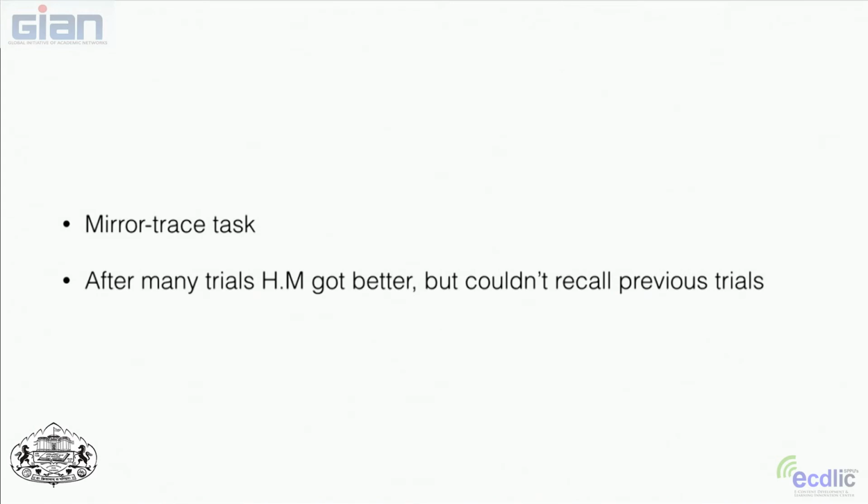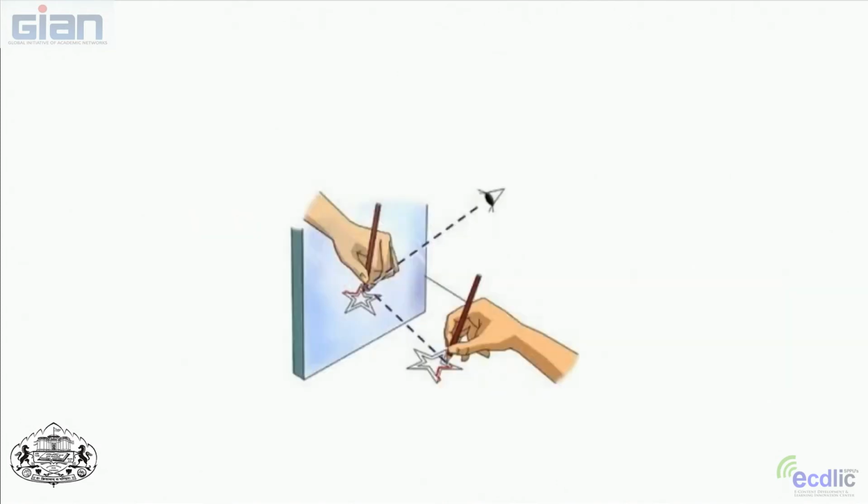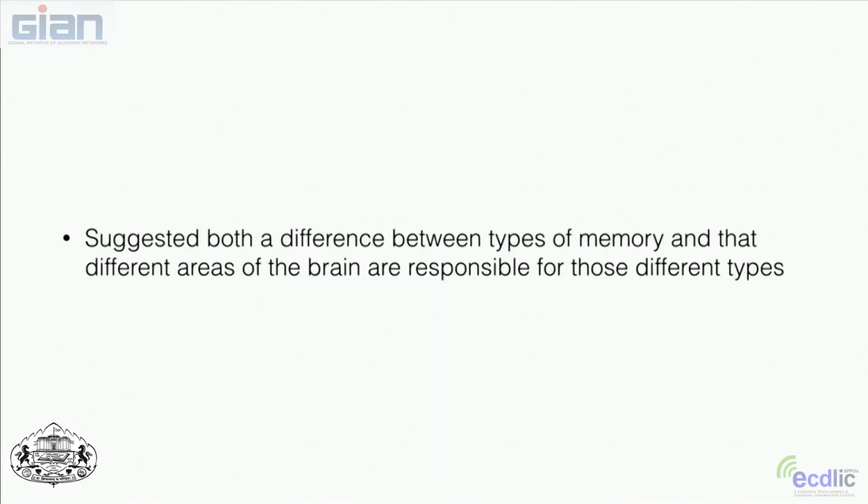The mirror trace task. This is the example of the procedural memory. After many trials with the mirror trace task, which is this, he got better, but he couldn't remember previous trials. This suggested both a difference between types of memory and different areas of the brain that are responsible for those types.